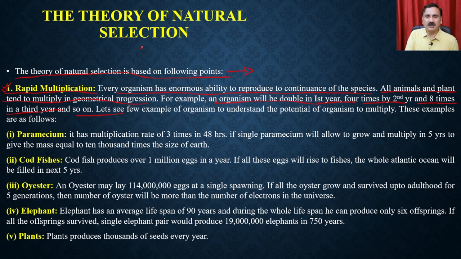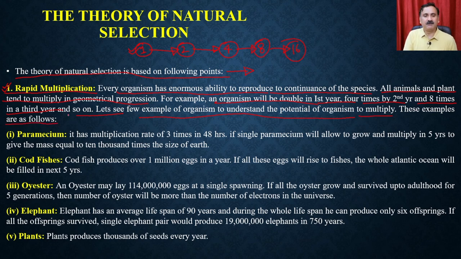So even if you start with one organism, it is going to double within 1 year, or after the first generation. Then it is going to be 4, then 8, then 16. So if you start with a single plant, it will become 16 plants in 4 generations. So let's see examples of organisms to understand their potential to multiply.